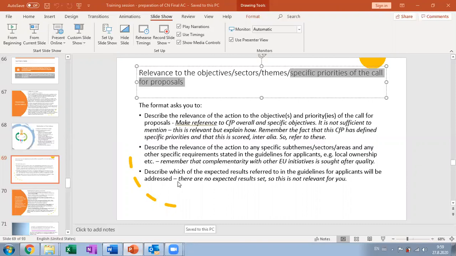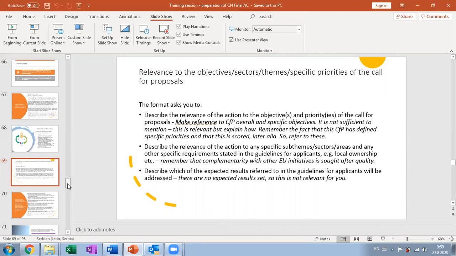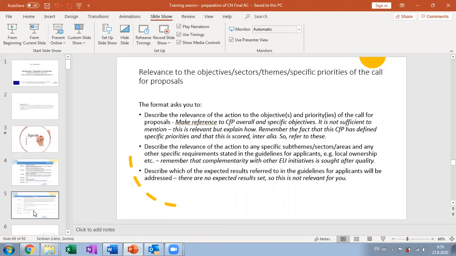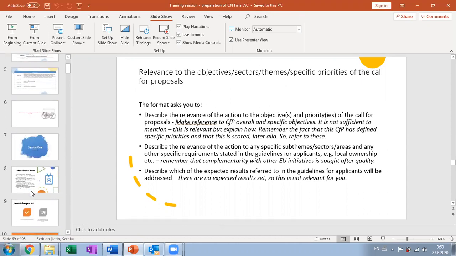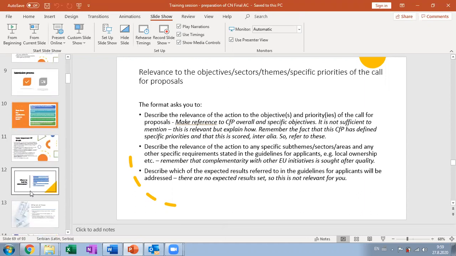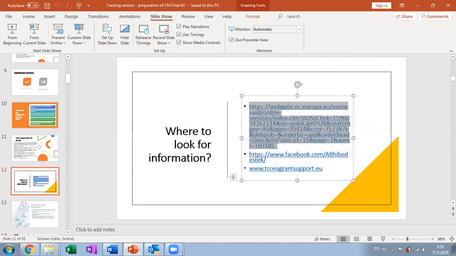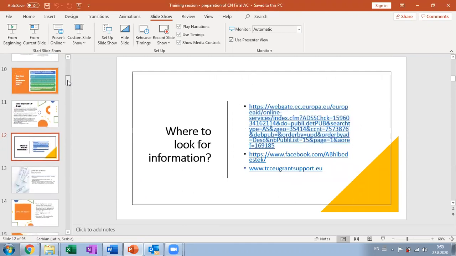There was a question about where you can get the guidelines for applicants. Guidelines for applicants can be obtained at this particular website, Europaid. We talked about that yesterday. So, you can use Facebook and GST website, but this is the official link. And that will be the first document that opens up when you go to this particular link.